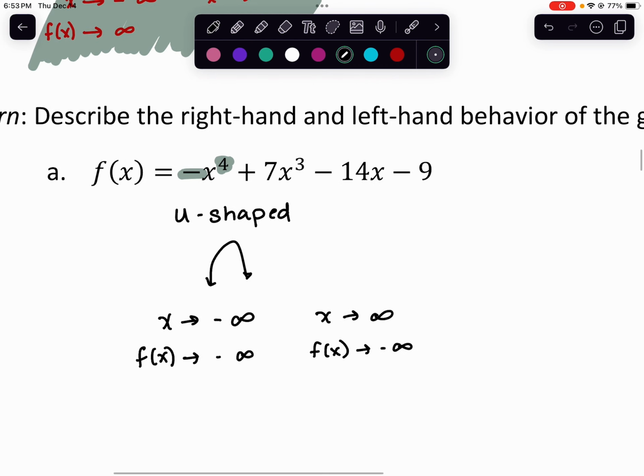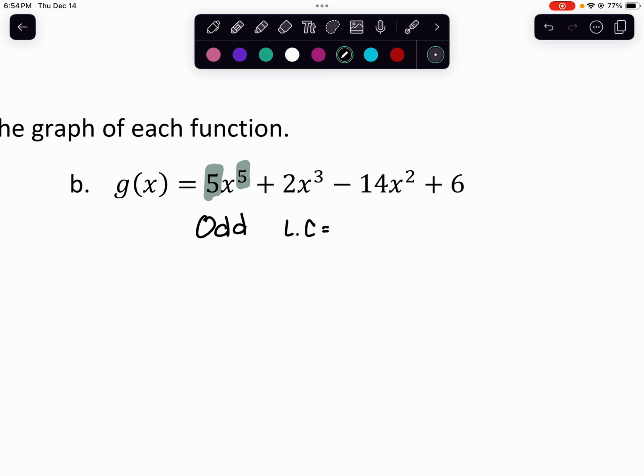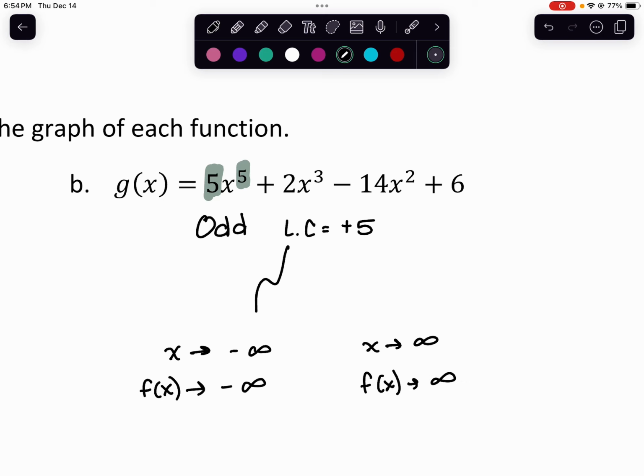Okay, so the first one, you can see those answers there. Now I'm going to go to part B. Okay, we get negative infinity, and x is going to go to positive infinity.